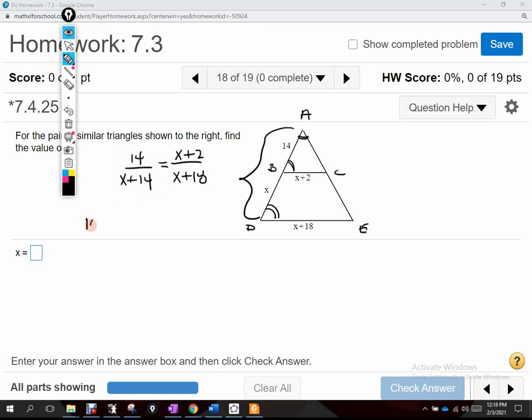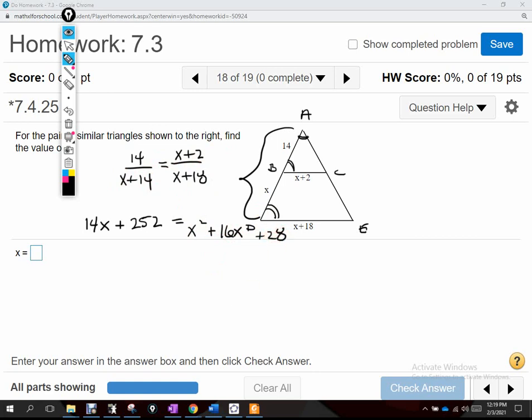So I get 14x. So I'm multiplying these two. So 14 times 18, 252. Equals then, now I'm going to cross multiply these two. So I get x squared. You have 14x and a 2x, so that's 16x total. So I'm foiling this, right? And 14 times 2 will give me 28.